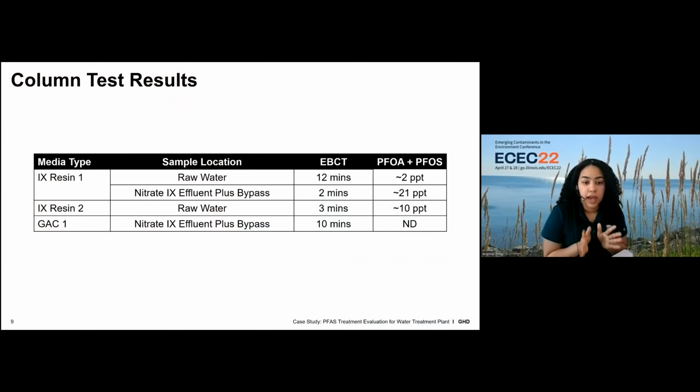I'd like to point out that the GAC did reach non-detect, and resin 1 was evaluated at 2 sample locations because the manufacturer had provided us with a projected performance that they were unable to meet at raw water. And so we proceeded with reevaluating that media, that resin, at a different sample location and derived similar projections to what they were stating.